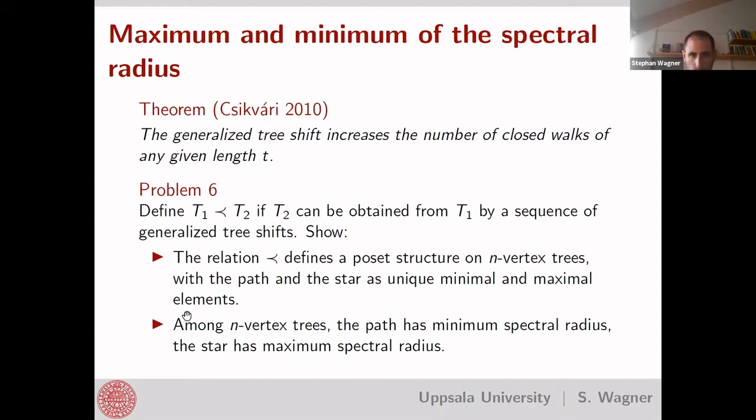So specifically, one can show the following, and I leave this also as a problem for later. If I say that T1 is less than T2 in some sense, so if I can get T2 from T1 by generalized tree shifts, then one can show that this forms a poset structure where the path and the star are at the two ends. So they are the greatest and the least element. They're the only minimal and maximal elements. And from that one can infer that the path has minimum spectral radius and the star has maximum spectral radius. More about that, as I said, after the break.